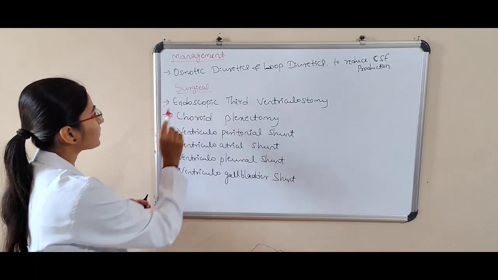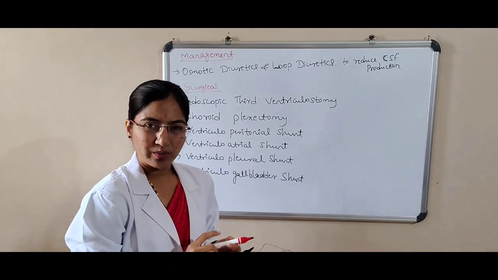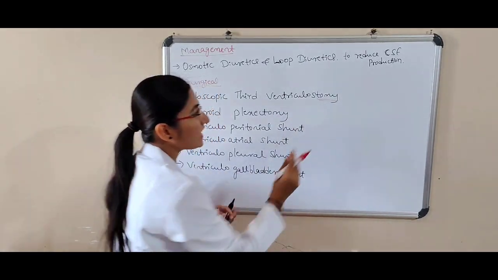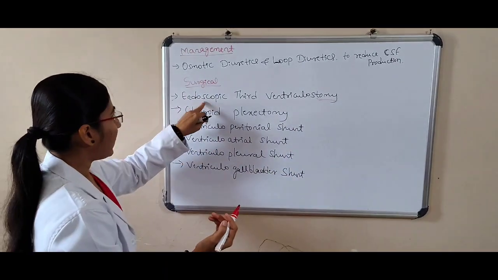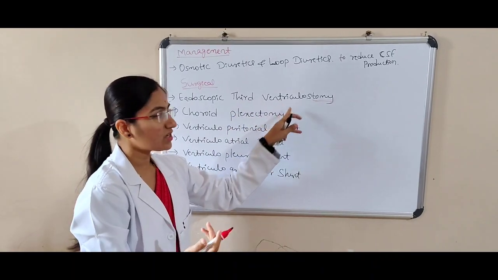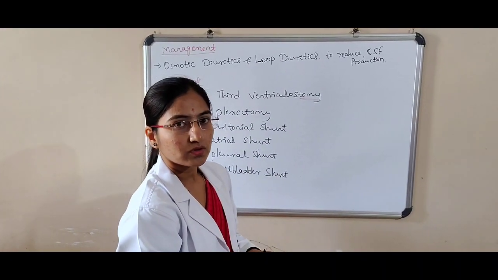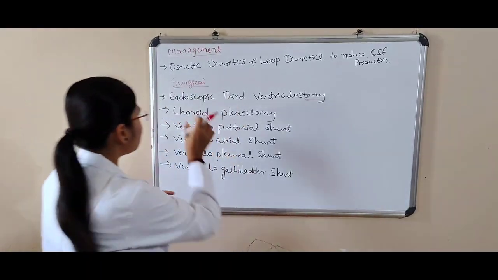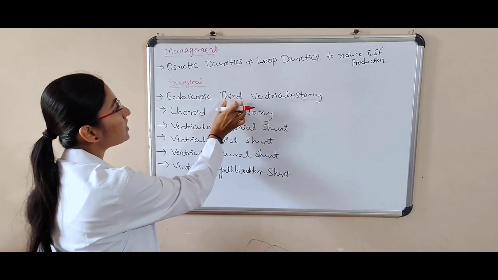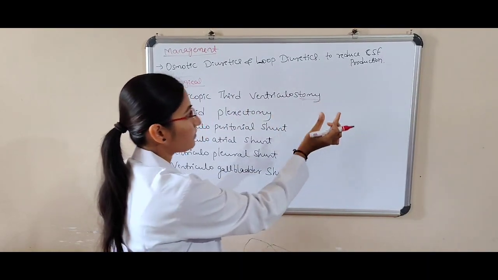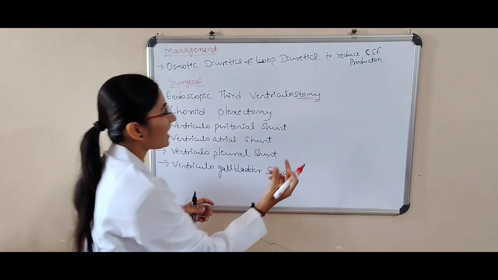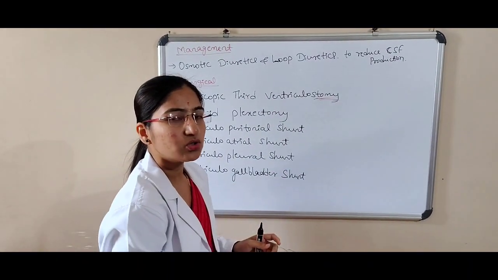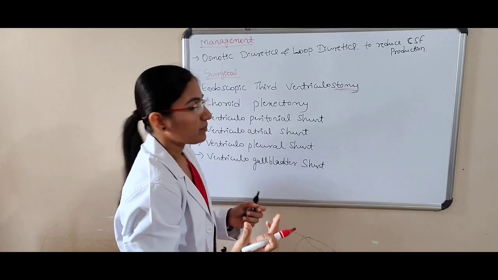First one is endoscopic third ventriculostomy. Here stomy means opening or making larger. Here endoscope is an instrument. The third ventricle is made larger to pass the CSF. Through the instrument, the third ventricle is made larger. Stomy means opening or making larger the third ventricle using the endoscope.